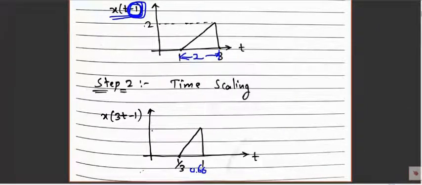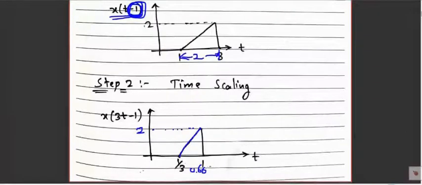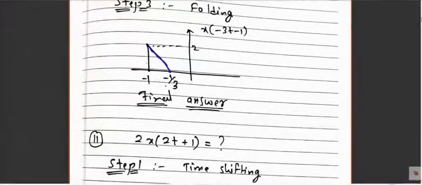Amplitude remains same. Amplitude will not change. So this is how we have done the time scaling. And third step is folding. Now one important point while doing the folding, from 1 by 3 it is increasing. So here also from minus 1 by 3 it will increase. In case of folding, 1 by 3 will go to minus 1 by 3, 1 will go to minus 1.